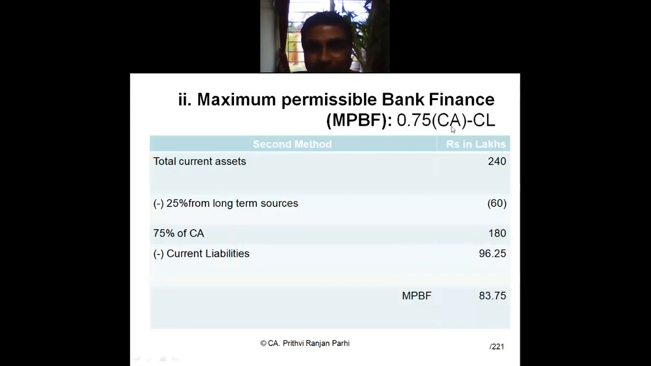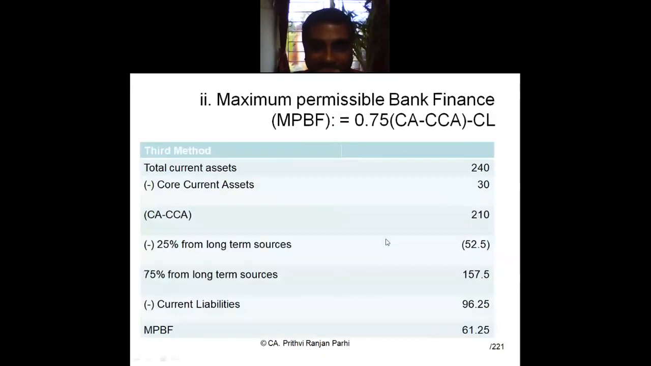Okay. So, I got 0.75 of current asset minus current liability. Minus current liability is 96.25. So finally, how much am I getting? 83.75. Right? It's correct? Yes, sir. Okay, fine. Now, the third method we will see.